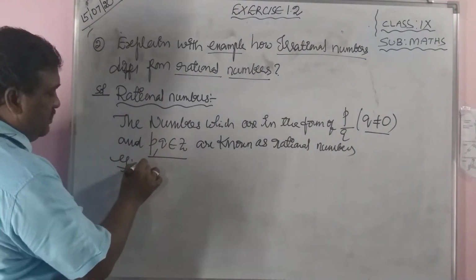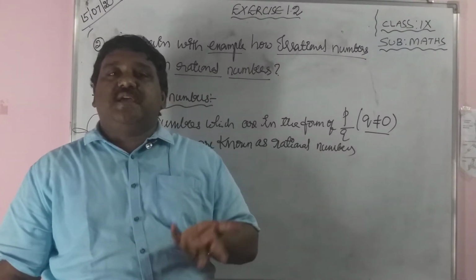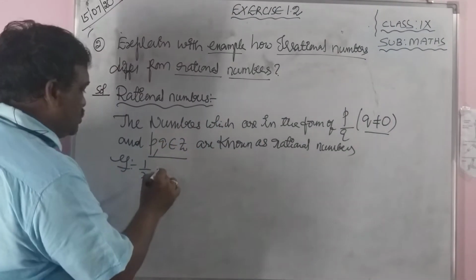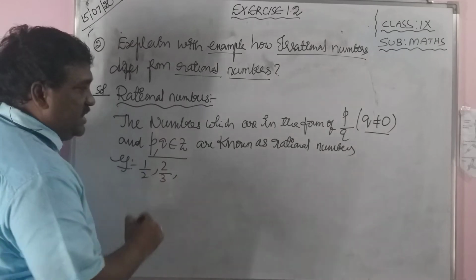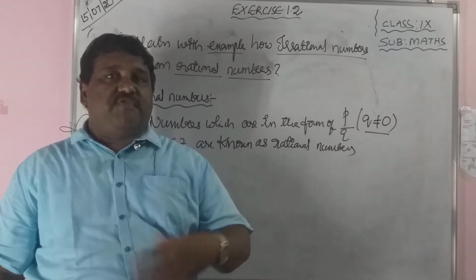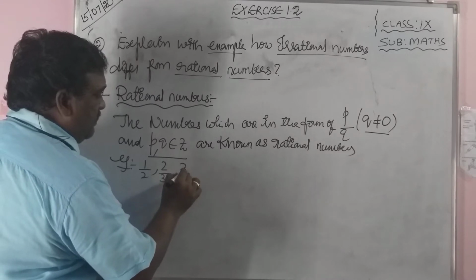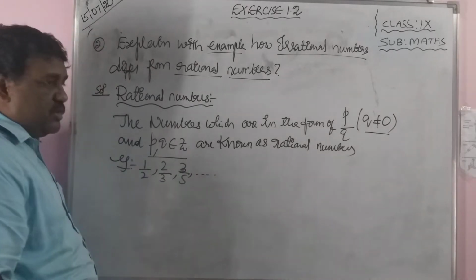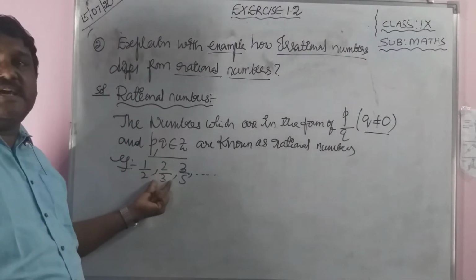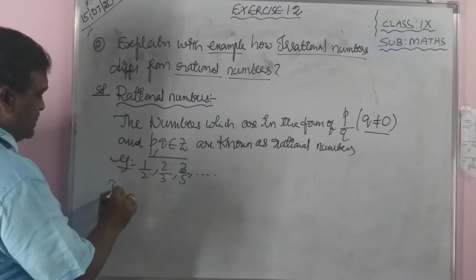Example. Write down examples. 1 by 2. Already I told you in the introduction, 1 by 2 is a terminating decimal. We can write it in the form of P by Q. 2 by 3 is a non-terminating repeating decimal. We can write it in the form of P by Q. Third one, 3 by 5, and so on. So 1 by 2, 2 by 3 and 3 by 5 are rational numbers. Then what is an irrational number?